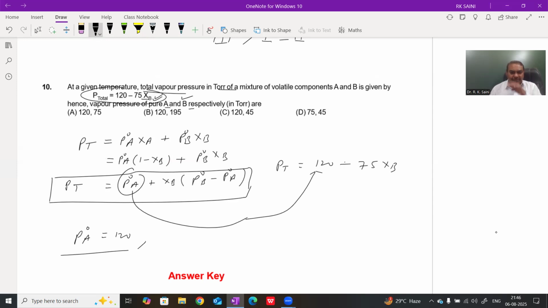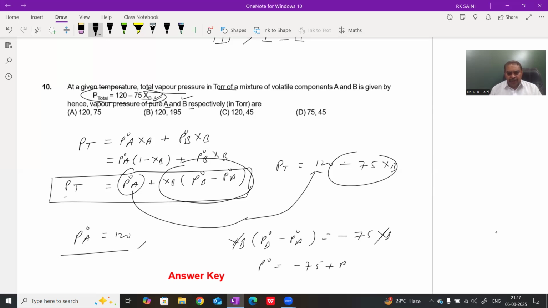Now putting the values, we compare the first and second equations. XB times P naught B minus P naught A equals minus 75 XB. Solving, XB is cancelled and P naught B equals minus 75 plus P naught A, and P naught A is 120. Therefore, P naught B is 45.